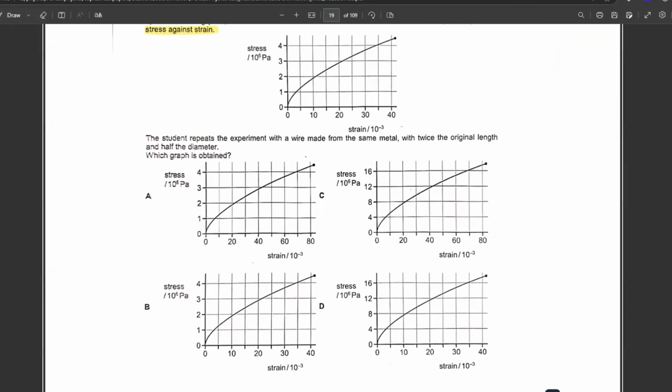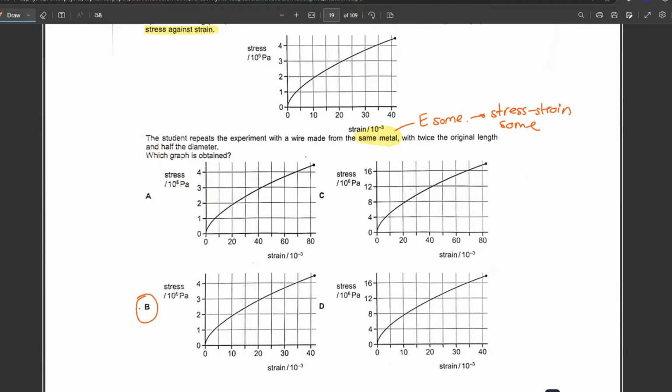The student repeats the experiment with a wire made from the same metal. If your wire is made from the same metal, what will happen? Your Young's modulus or E remains the same. If your E remains the same, then your stress strain graph will be the same as well. So what will be the stress strain graph here? You should have 4 on the y-axis and 40 on the x-axis. Any graphs that resemble this?